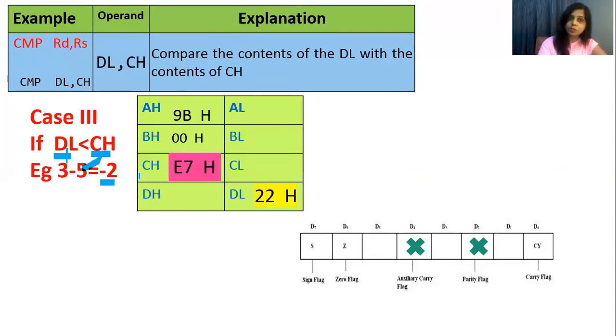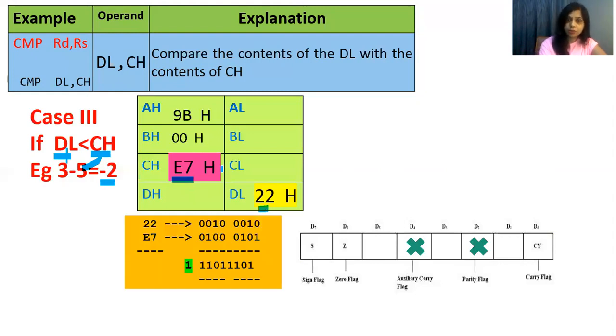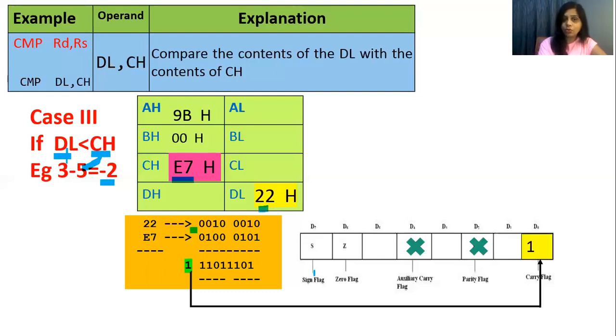Now let's assume some numbers. Let's assume that DL holds 22 and CH holds E7. These are hex numbers and we know that 22 is smaller than E7. So it will take this 22, this is 22 minus E7. When we perform this binary subtraction, a borrow will generate, because we are subtracting a bigger number from a smaller number. If a borrow generates, the carry flag will be set to 1.